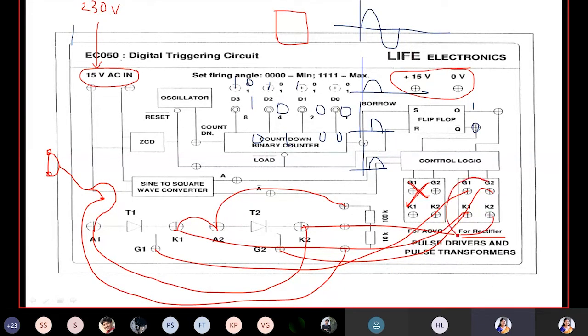These connections are very important. If there is any mistake in the connections, it will damage the thyristor. We need to replace the thyristor, or the circuit won't come into working condition. Okay, this is how we do the connection.